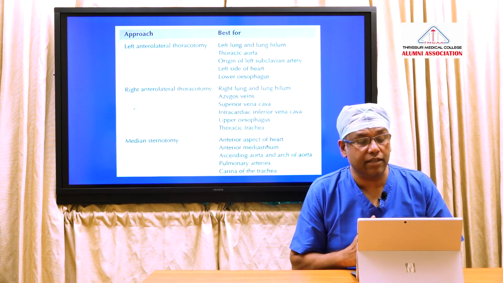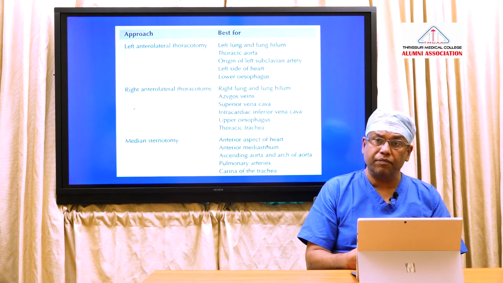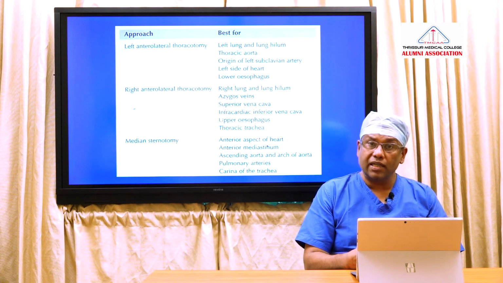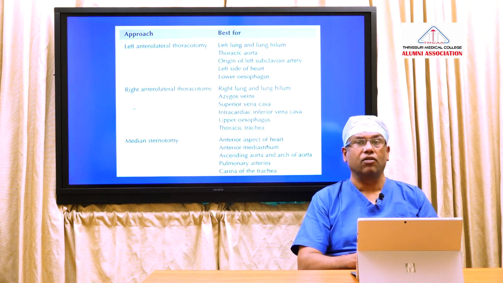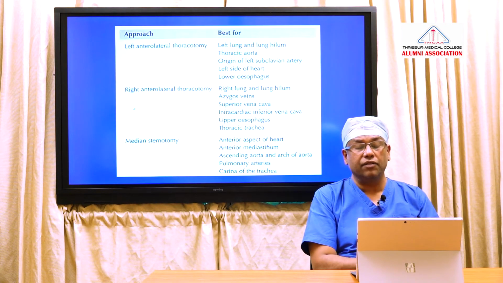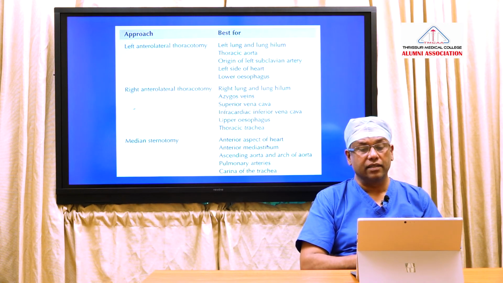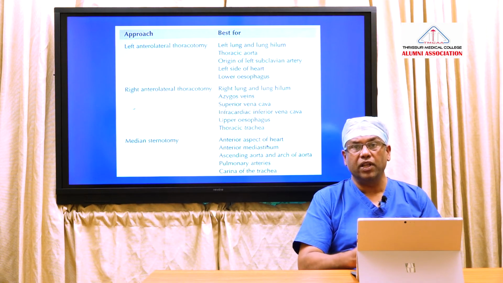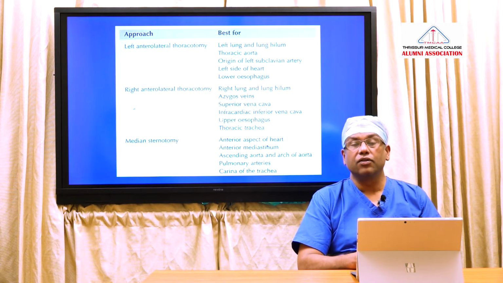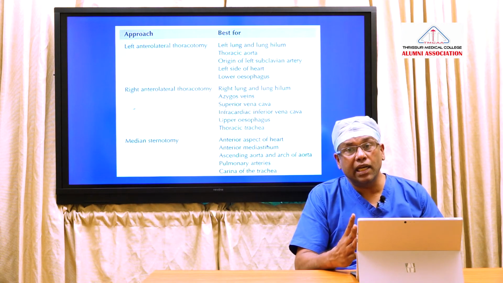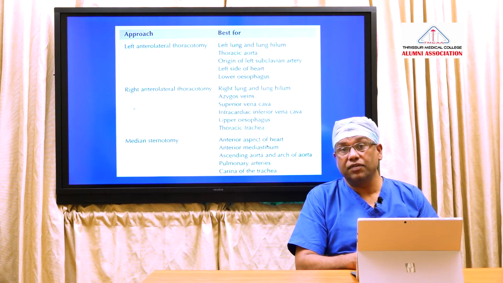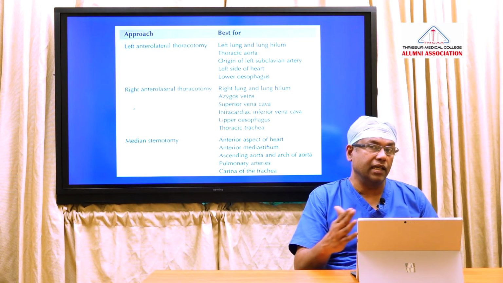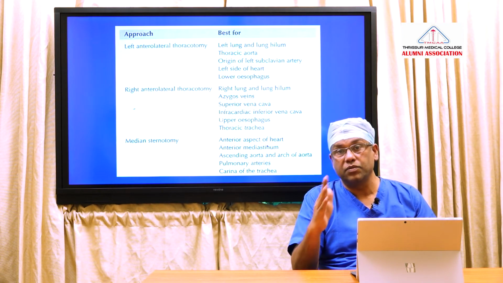But if it is a left-sided structure in the form of a left lung, left bronchus, left hilum, thoracic aorta, the left heart, the esophagus, you go for a left thoracotomy. If it is a right-sided injury in the form of the azygos vein, the mid-esophagus, superior vena cava, then you have to go with the right-sided thoracotomy. Carinal injuries are always approached through the median sternotomy, right? So, based on the site of injury, you decide on what thoracotomy, the right or the left, or the median sternotomy, and that is always an MCQ question.